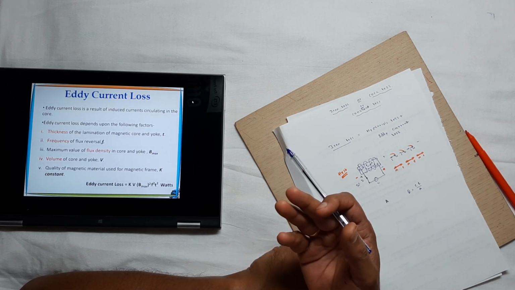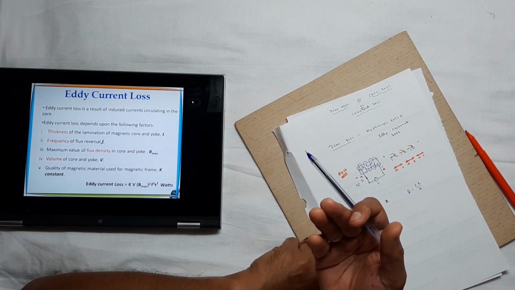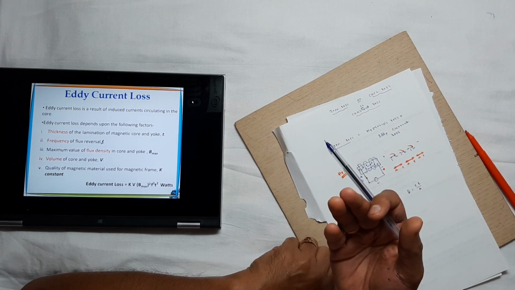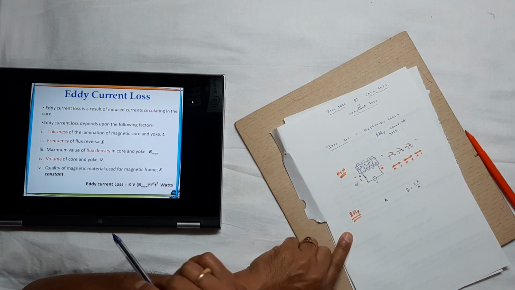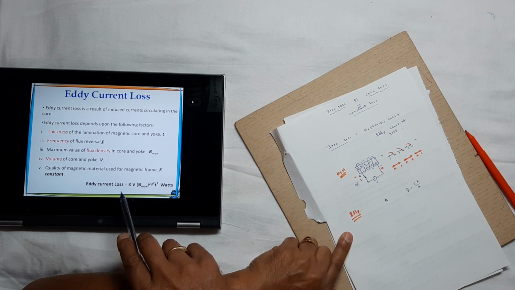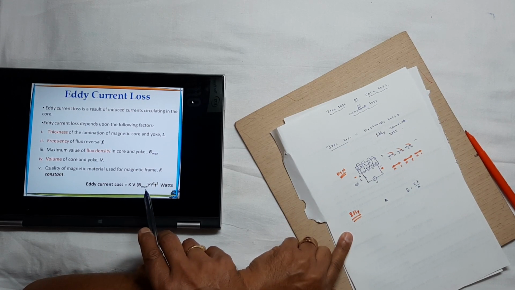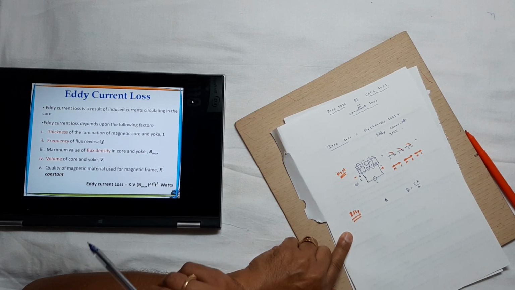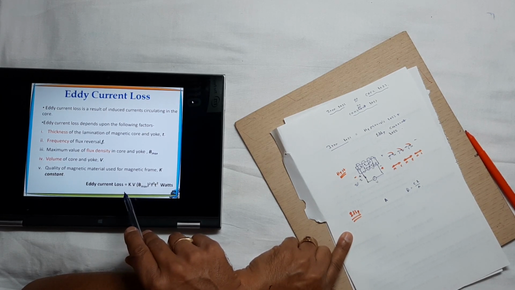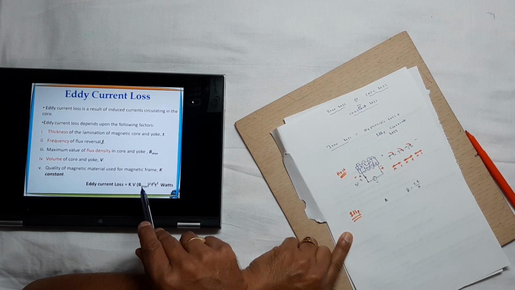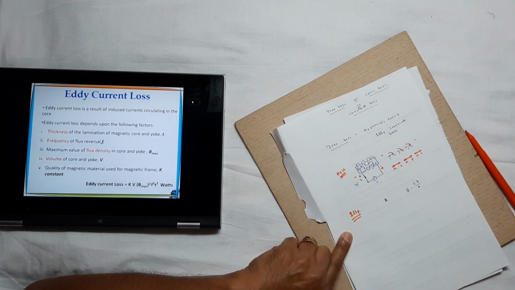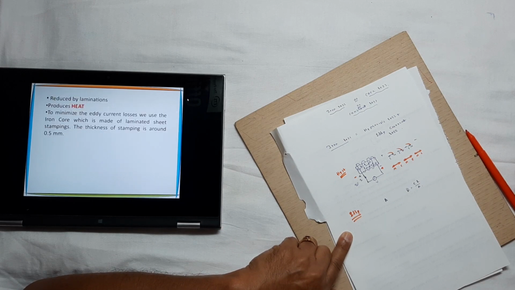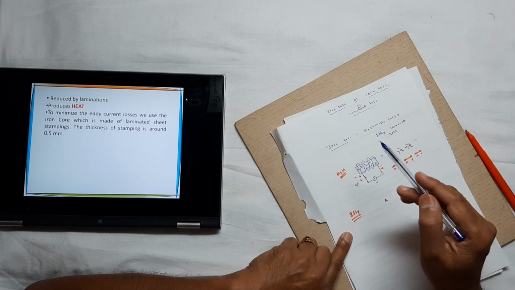If there is more flux density, there is more induced EMF, and thereby the eddy current also increases. It also depends upon the value of the core and the constant. Then the empirical formula for the eddy current loss is expressed as kE B max square F square T square watts. That is, the eddy current loss is proportional to the volume of the magnetic core, the maximum flux density, the frequency of the applied voltage, and the thickness of the magnetic core. These are the losses caused by the iron losses.